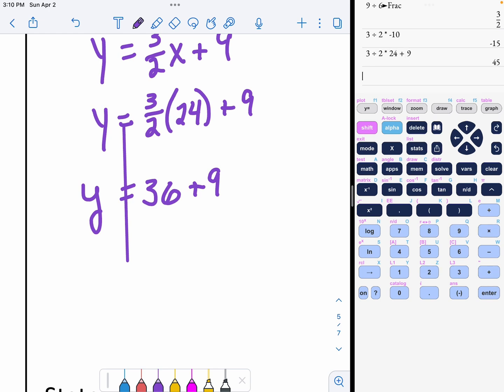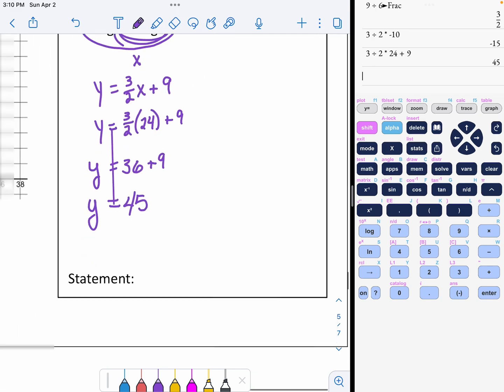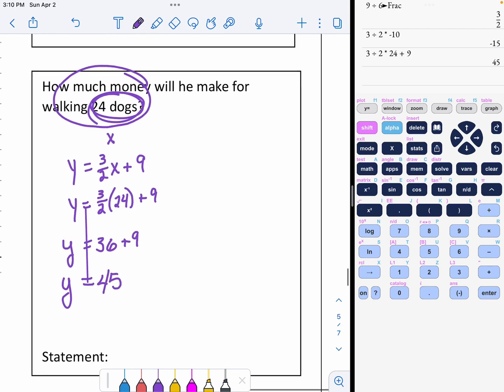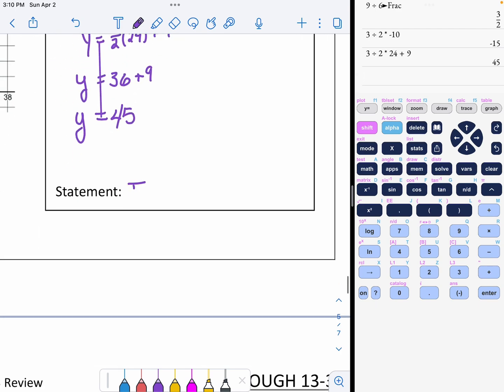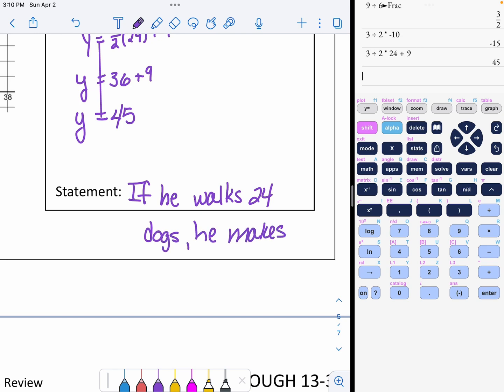All right, 45. Is that what you ended up getting? Okay, me too. So we need to make a statement about what just happened. So what is 24? What is 45? If he walks 24 dogs, he makes $45. That's exactly correct.